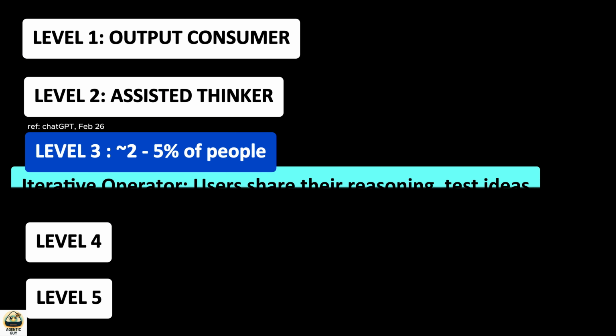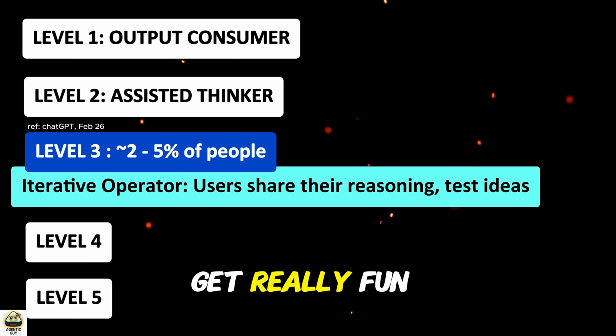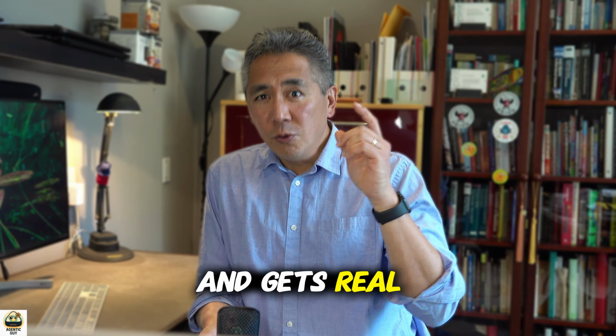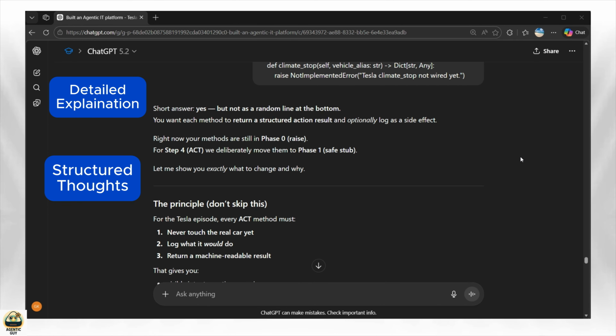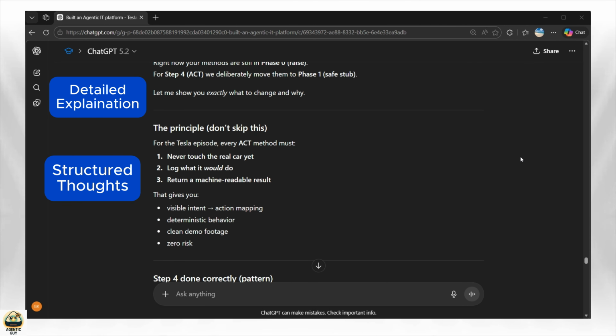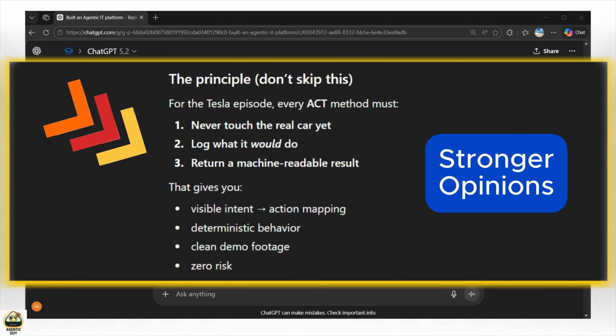All right, level 3, and this is called the iterative operator. This is where things get really fun and get real. You will feel it when you actually hit this level. Think of it, for example, as a scientist interacting with another partner. You'll be sharing your research, your hypothesis, your thoughts, your fears, your concerns.